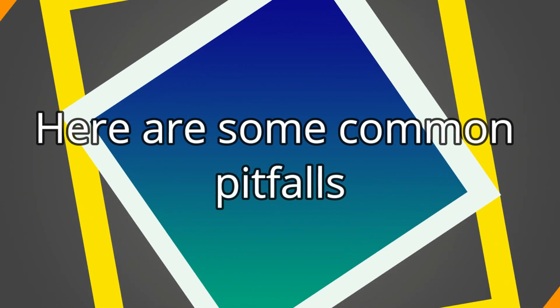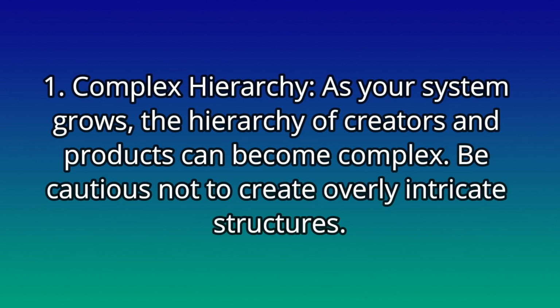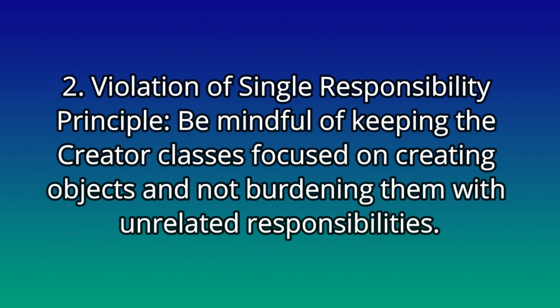As powerful as the factory method pattern is, it's not without its challenges. Here are some common pitfalls to watch out for. 1. Complex hierarchy. As your system grows, the hierarchy of creators and products can become complex. Be cautious not to create overly intricate structures. 2. Violation of single responsibility principle. Be mindful of keeping the creator classes focused on creating objects and not burdening them with unrelated responsibilities.